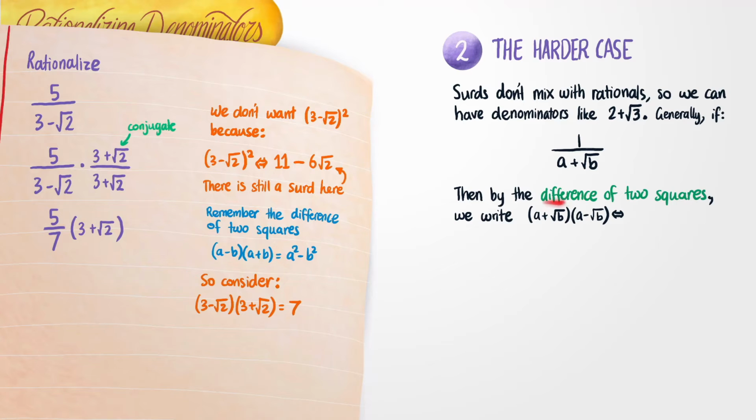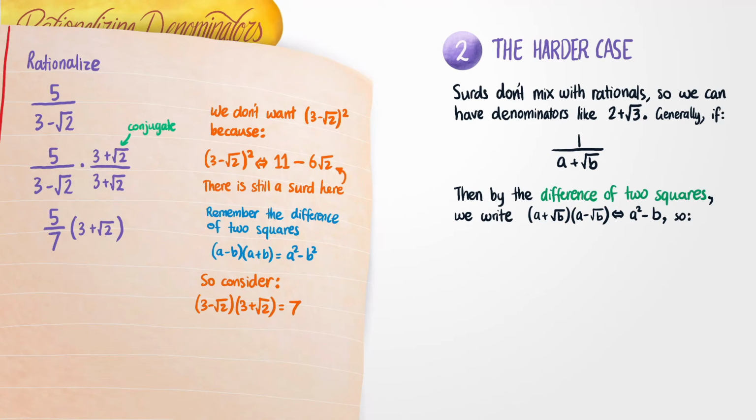If we want to use the difference of two squares on something like a plus the square root of b times a minus the square root of b, we're just going to end up squaring the first, so we'll get a squared. Then we're going to square the second, so we'll get the square root of b all squared, which as we know is the same thing as b. And then we just subtract one from the other.